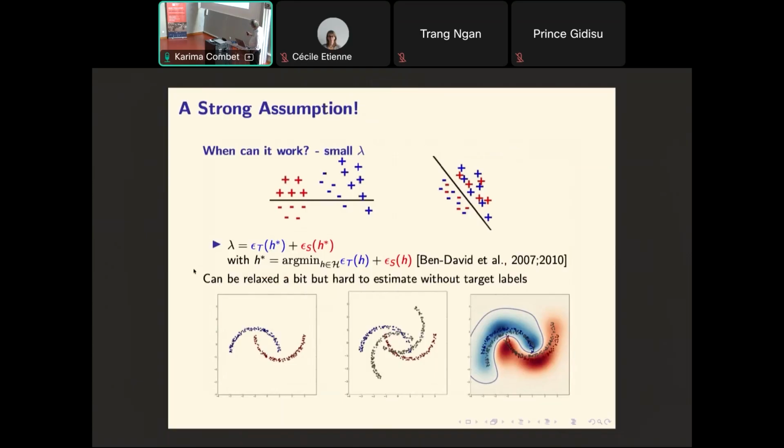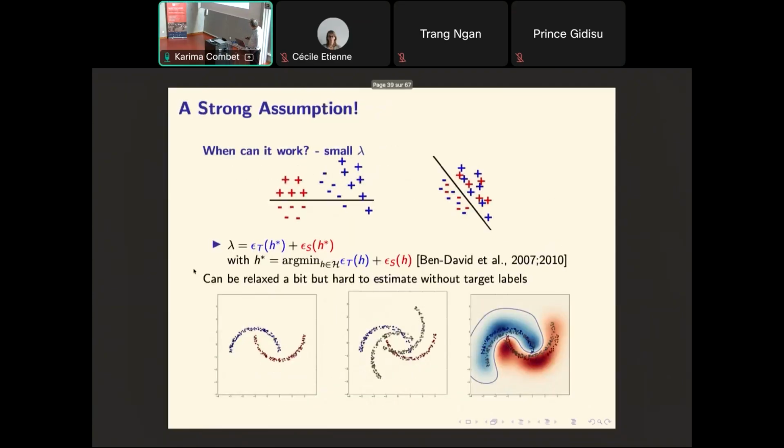In practice, for this lambda, there are different ways, but the basic one is to say, okay, you can adapt if there is a good classifier that is correct for the two tasks, two domains. If you have this, then the lambda term will be small and you can expect to adapt. You can refine this, but the idea is that this is a strong assumption to ensure that the adaptation is possible. Okay.